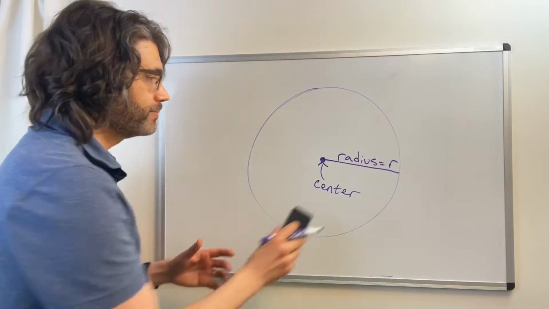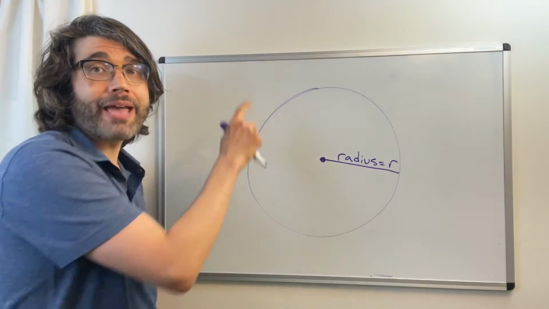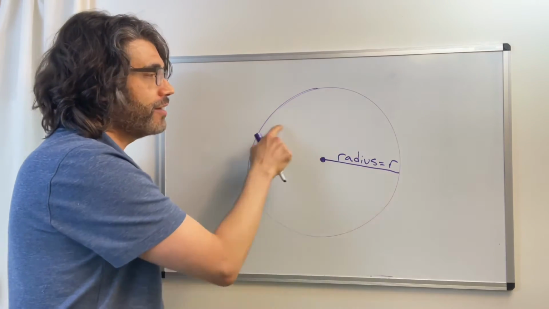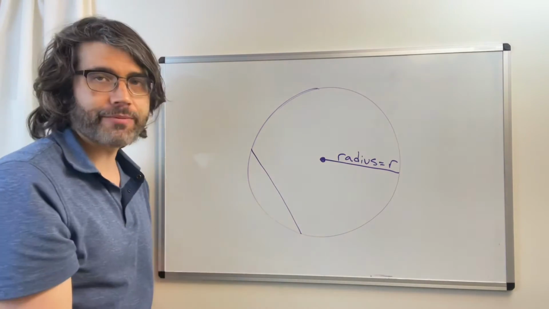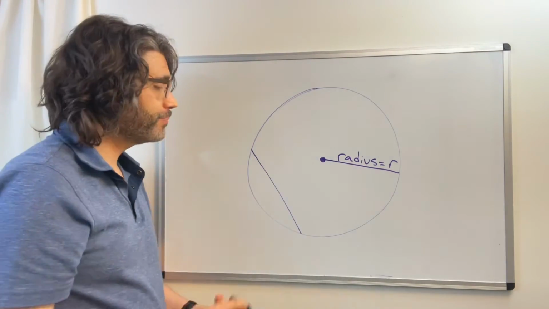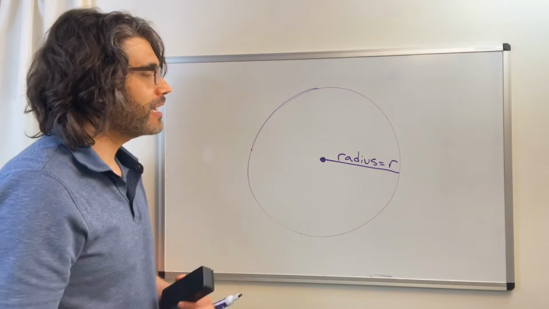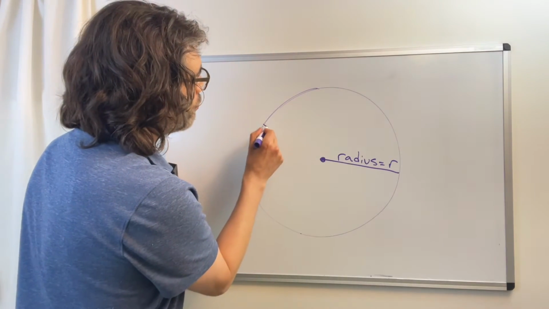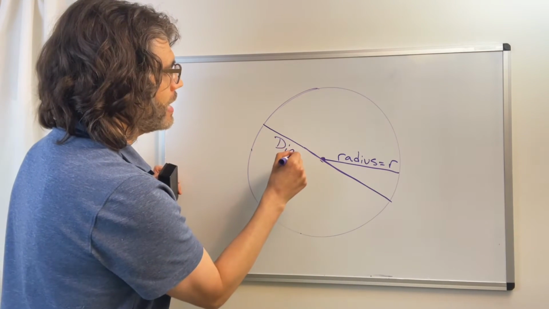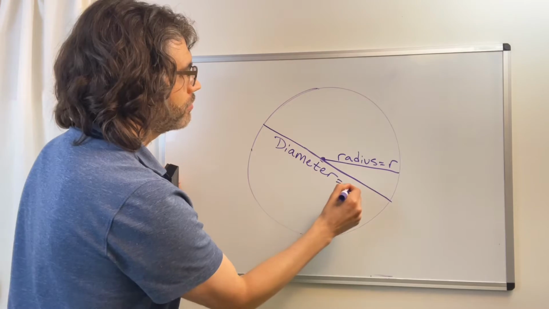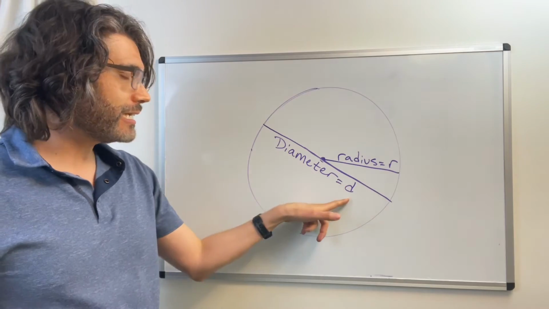The diameter is a line segment that goes from edge to edge of the circle and goes through the center. So this is not a diameter. We call this a chord. We're not going to talk about that really right now, but that's a chord. But if it is a true diameter, it goes from edge to edge, but through the center. That we call a diameter, and we'll abbreviate that as D. So radius is R, diameter is D.